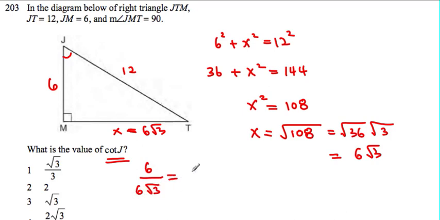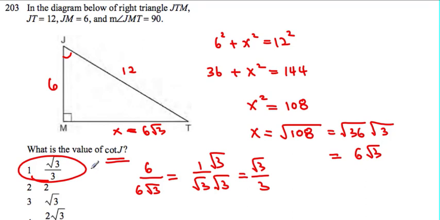Then when we cancel out the 6's, we get 1 over square root of 3. Now, just to rationalize the denominator, we can multiply top and bottom by radical 3. Then we get radical 3 over 3, which will be choice 1.